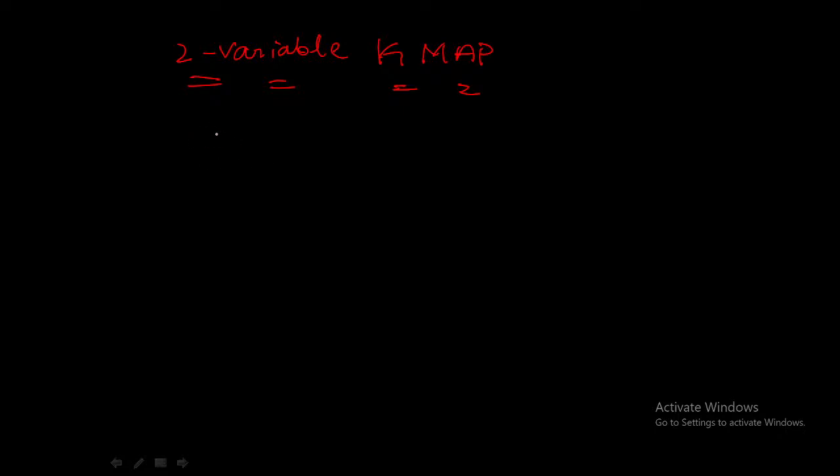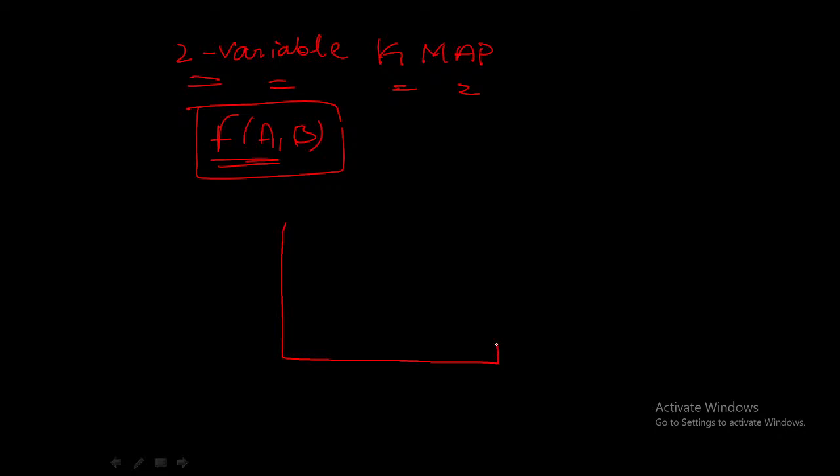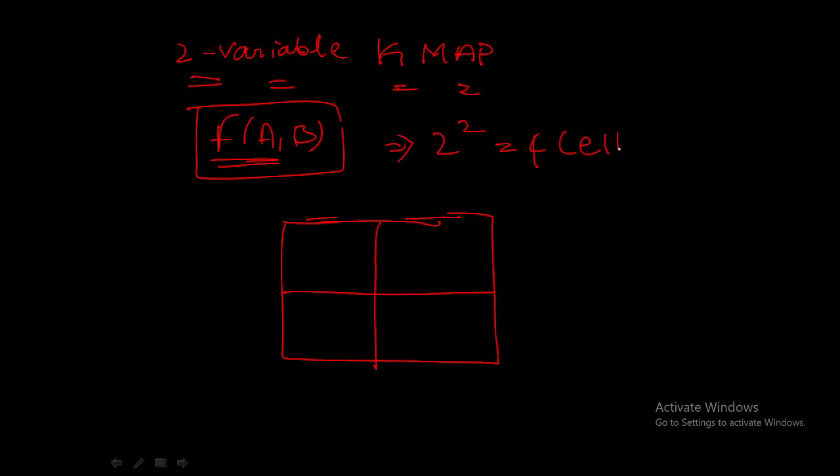So if we have a Boolean function f of a comma b, then how do we represent a two variable K-map? This is how we are going to represent a two variable K-map. And it consists of how many cells? 4 cells. Since there are two variables, the number of cells will be equal to 2 power 2, which is equal to 4 cells.